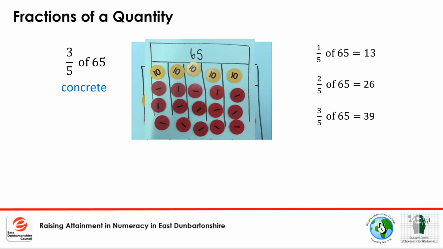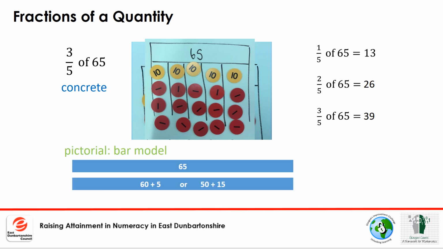Now, that's a concrete way of describing it. And then we're moving them on slowly until, when they feel it's appropriate, they don't have to play with the concrete resources, they can just draw. So it's pictorial. And I would go for the bar model when I'm dealing with fractions. And the bar model is a simple rectangle. I'm drawing out a bar. So here I've got my 65.